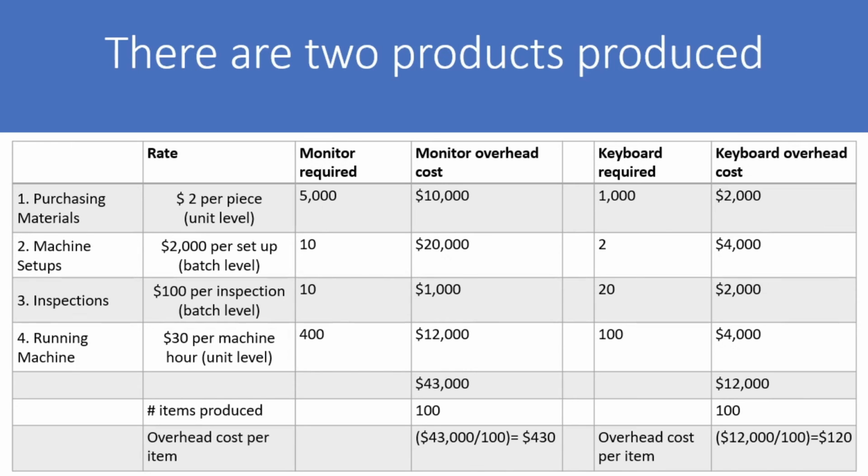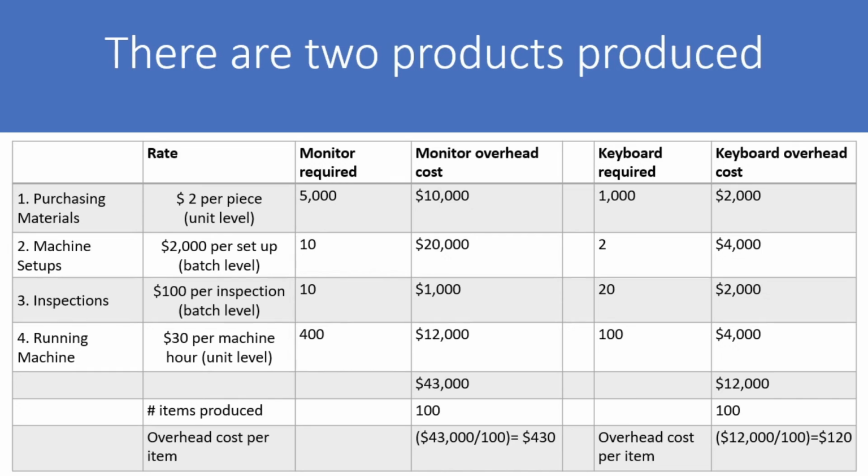Inspection third, $100 per inspection. It's a batch level activity. Monitor requires 10 inspections, $1,000. And keyboard requires 20 inspections, $2,000. Running a machine, it's a unit level activity, $30 per machine hour. Monitor requires 400 hours, $12,000. Keyboard requires 100 hours, $4,000.